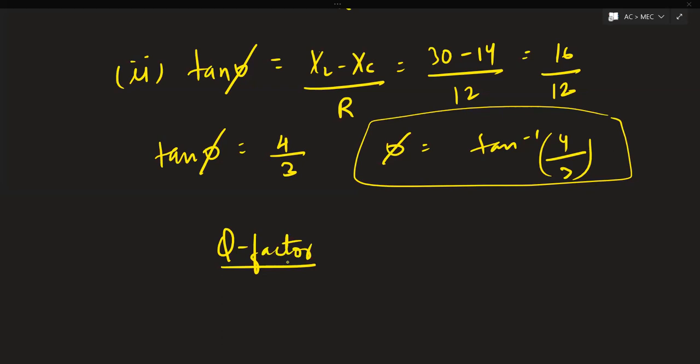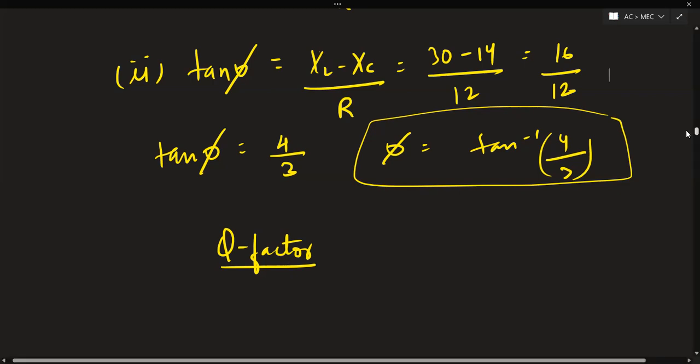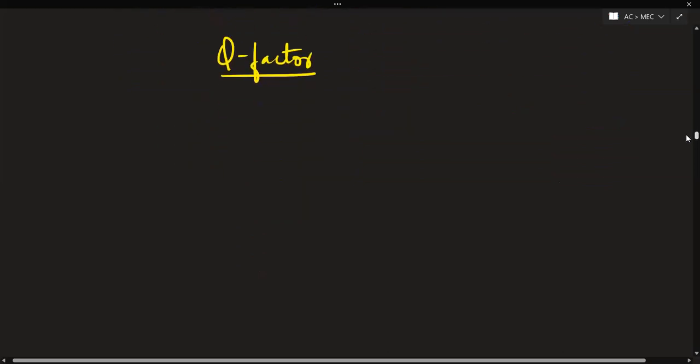See class, now the next topic, that is Q factor. This is not a separate topic. This is a part of resonance only, because Q basically means quality. So you have the quality factor or Q factor in case of resonance only, whenever the condition of resonance is fulfilled.